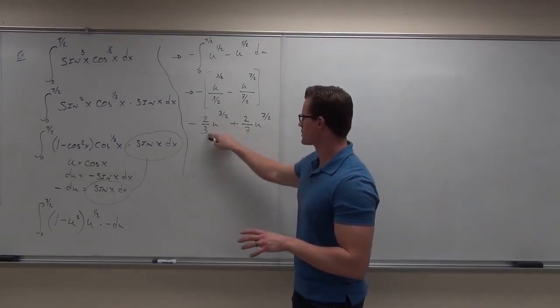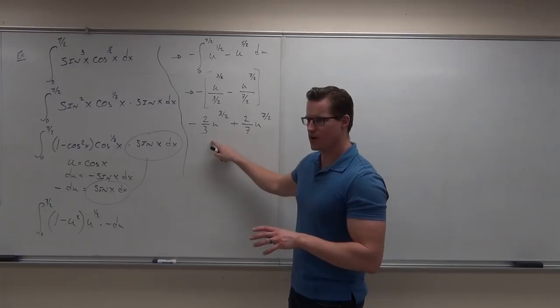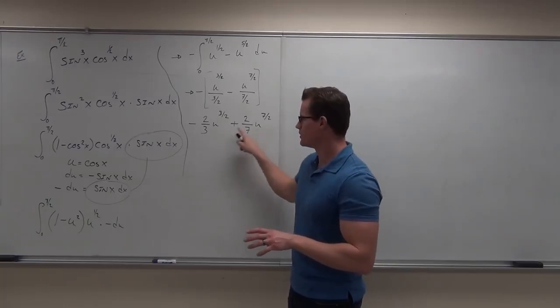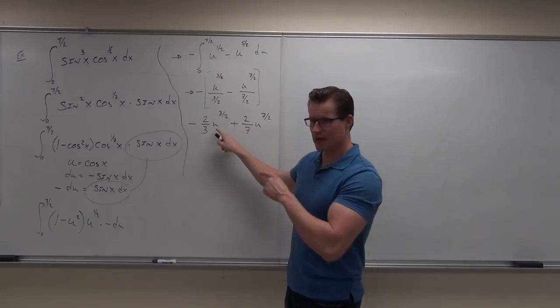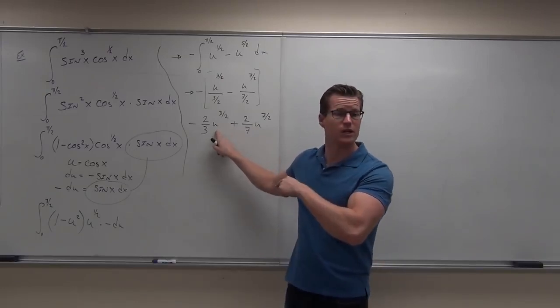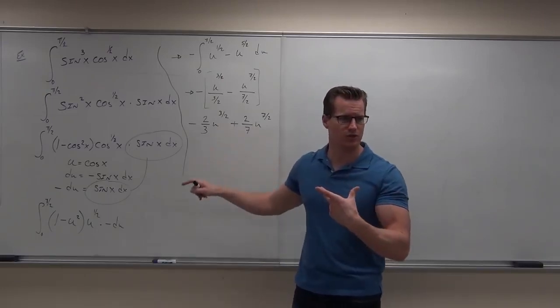Do you plug in 0 and pi over 2 here? No. What do you put here? The x's back. You'd have to put whatever u is. You have to put cosine back in there. Then you plug in 0 to pi over 2. Does that make sense to you?